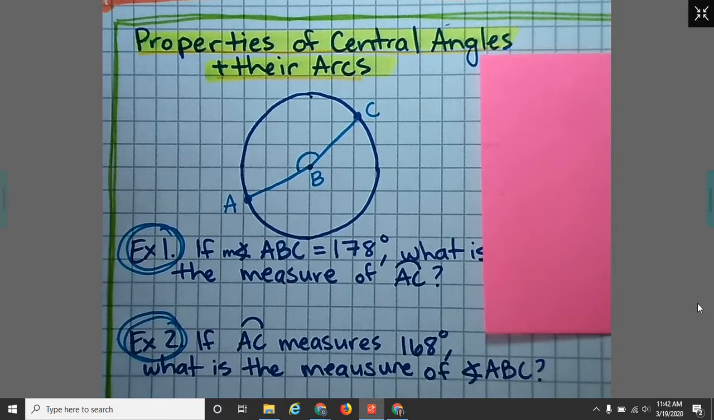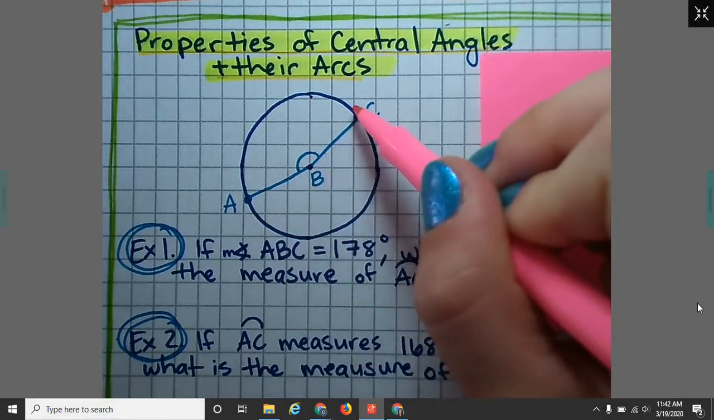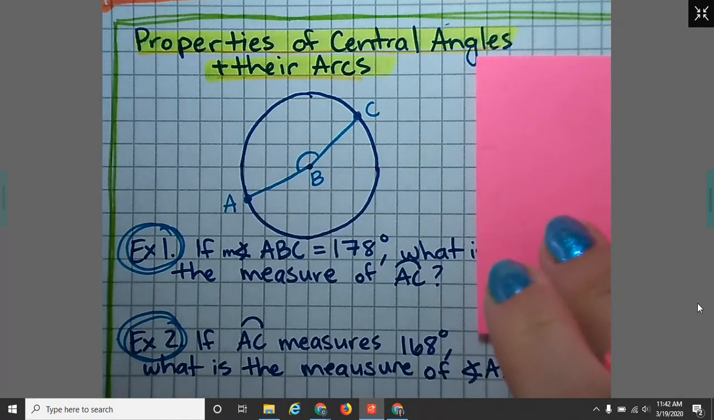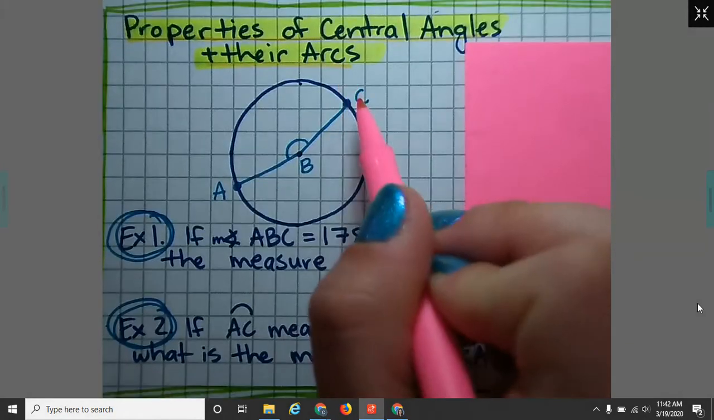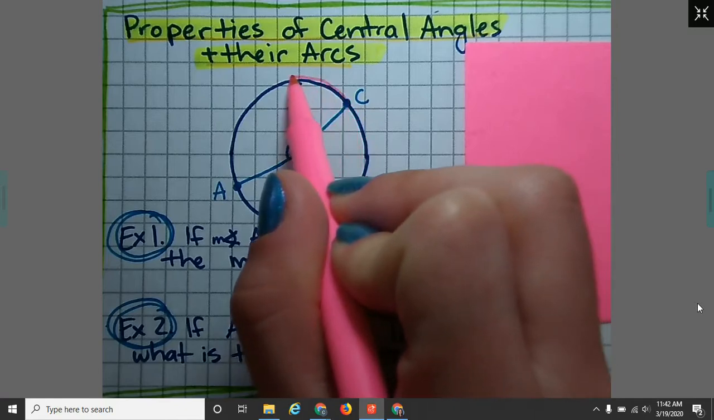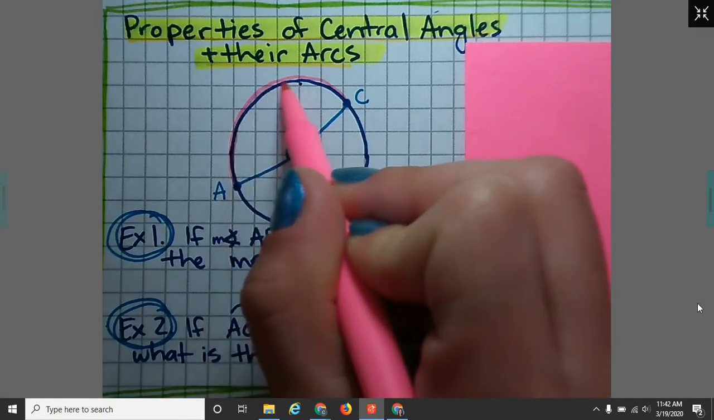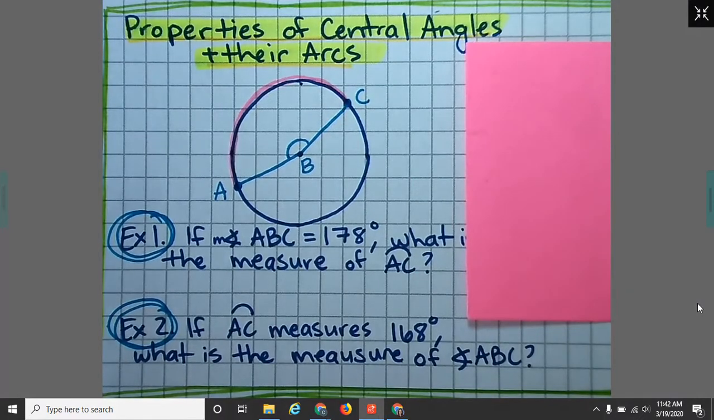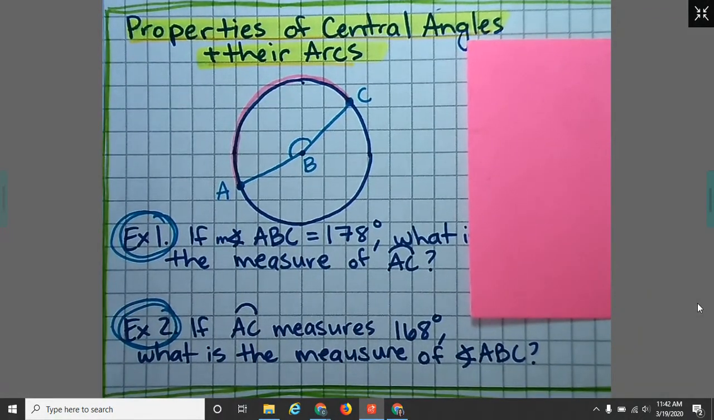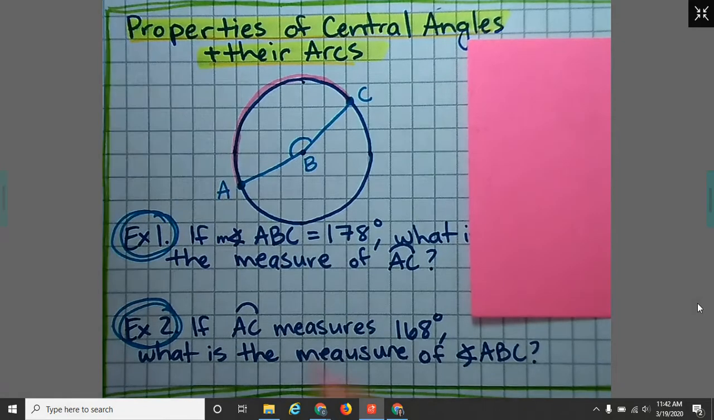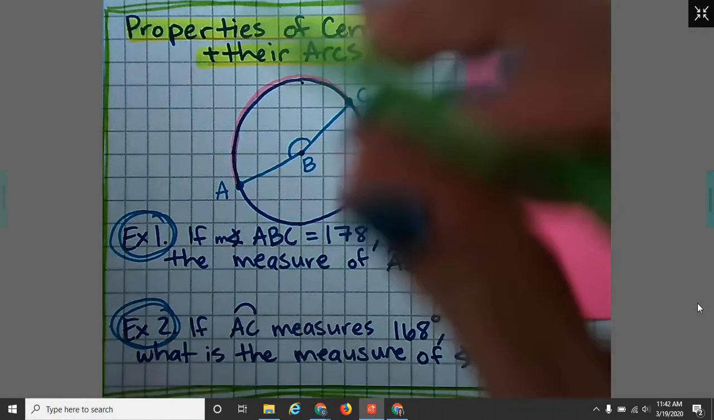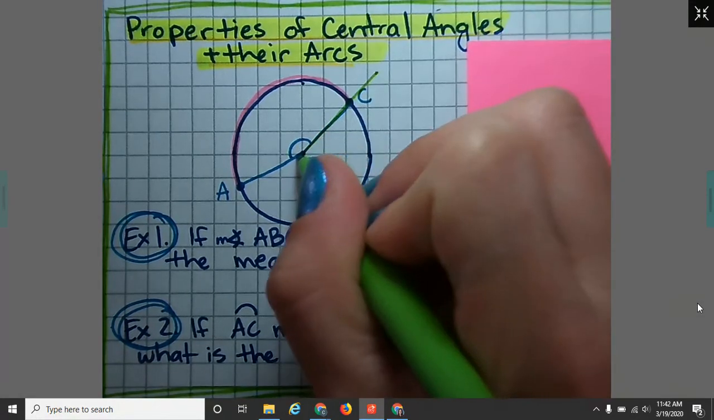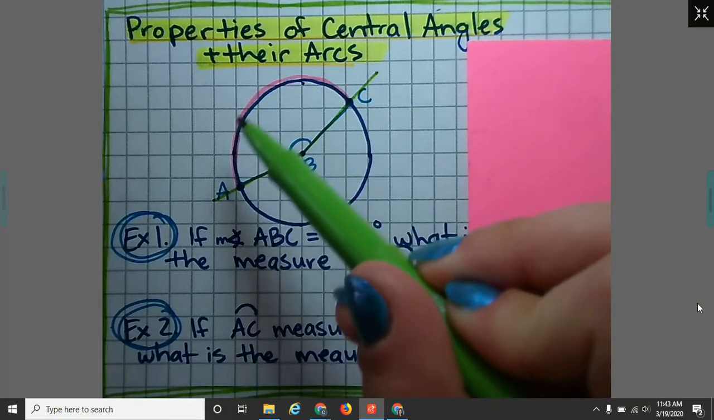Okay, with central angles, it's actually quite simple. So a central angle is going to equal the measure of its arc, okay? And I haven't really told you what an arc is yet, but it really is just this on your circle. So if I said arc AC, I'd be talking about this measure here, okay? So again, the cool thing about a central angle and its arc is that they are the same measure. So if I look here, ABC is opening up to this arc AC. Okay, so this angle is creating this arc AC.